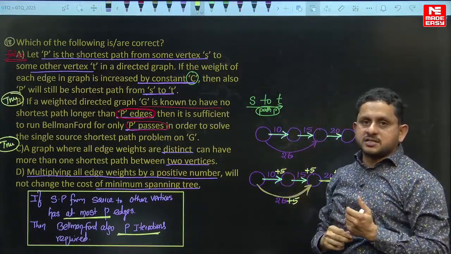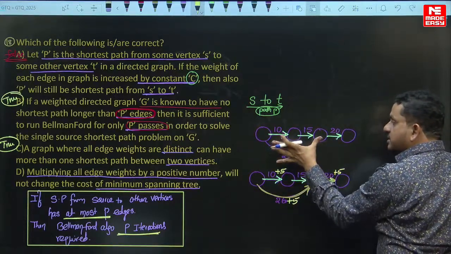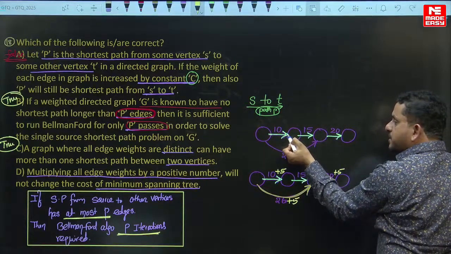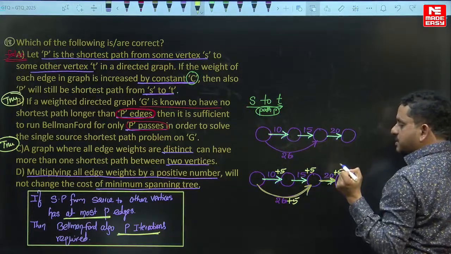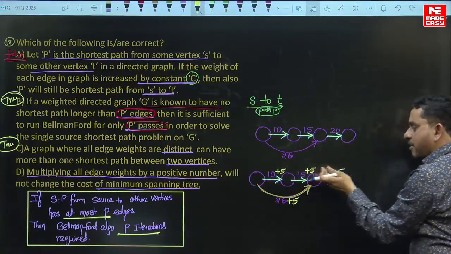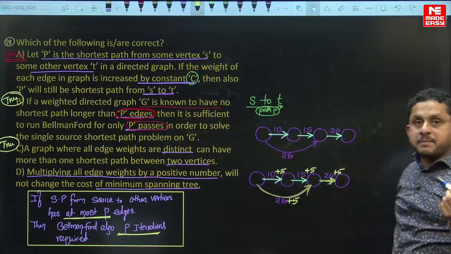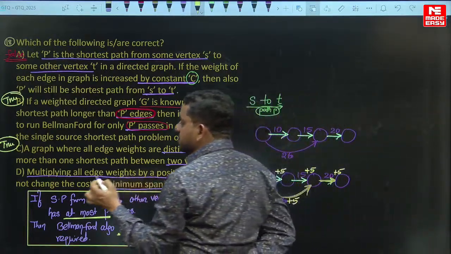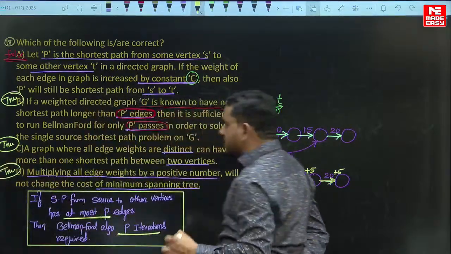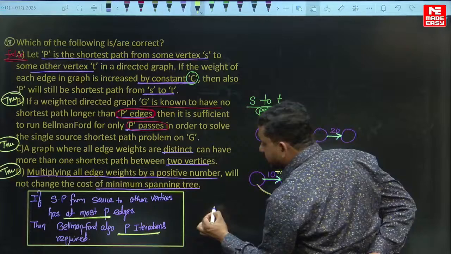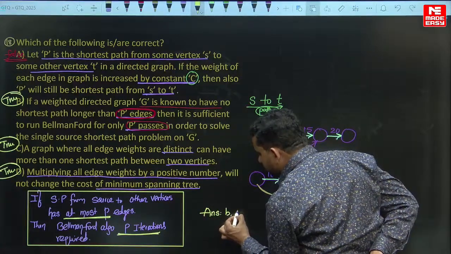but the MST does not change. If you take this MST, the first minimum cost edge, second minimum cost edge, and third minimum cost edge are in the MST, and after adding 5 or multiplying by 5, the MST is still the same. The MST does not change, only the shortest path changes. So it is also a true statement. So the answer to this question is BCD.